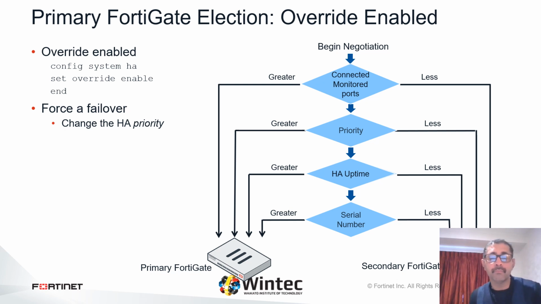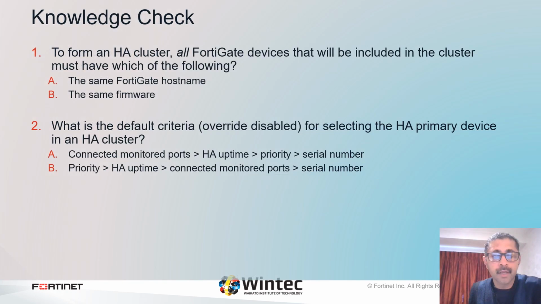Now, I think we've gone over the basics of what high availability is and how the election takes place. Let's have a quick knowledge check. So the first question: to form a high availability cluster, all FortiGate devices that have been included in the cluster must have which of the following? A, the same FortiGate hostname; B, the same firmware.